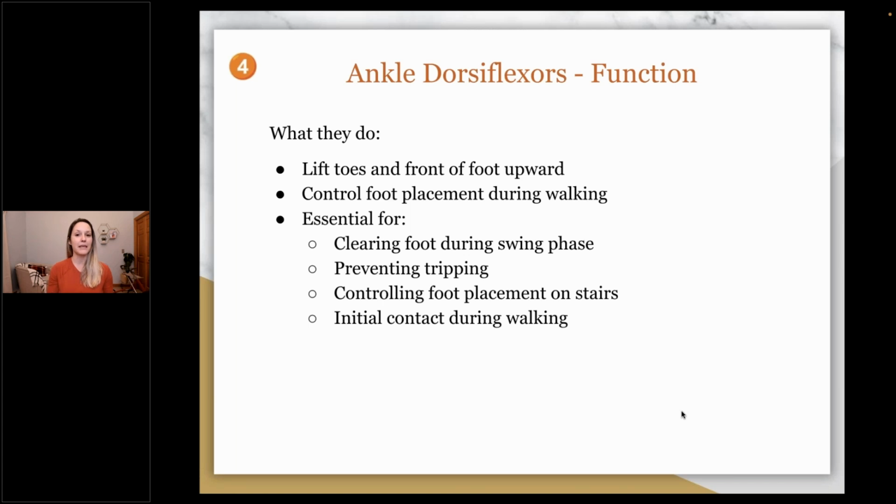So if you have foot drop, this might be something that you're struggling with. The ankle dorsiflexors, front of our ankle, responsible for lifting our toes, lifting our forefoot up. It's also responsible for controlling our foot placement during walking so that your foot lands and slowly rolls forward instead of slapping. Ankle dorsiflexors are essential for clearing your foot during the swing phase of walking, preventing tripping, controlling your foot placement when walking and on stairs, and initial contact when walking. Your heel should hit the ground first.